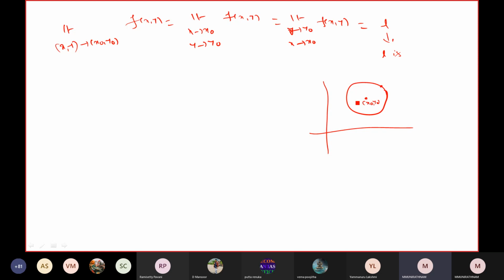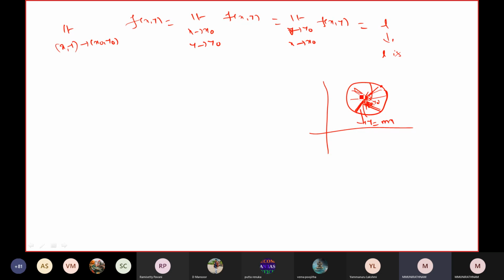So this will be approaching not only from the left side, not only from the right side, maybe like this, like this, like this. Many ways. So suppose we are approaching in this way, in a straight line, which is called y equal to mx.